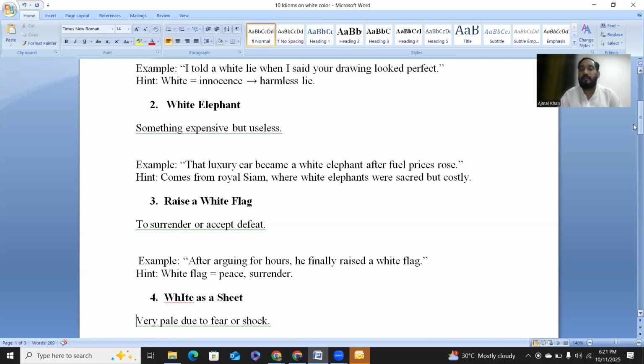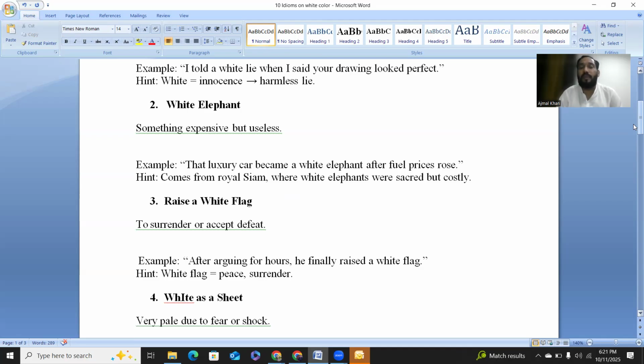And the third one is white flag. It is observed in today's world that when a country or a force wants to surrender, it raises a white flag. White flag is a gesture, a hint that we don't want to fight anymore, we just want peace. White color indicates and denotes peace. To raise a white flag means to surrender or accept defeat, to accept that we are defeated, we don't want to fight any further. We want peace and ceasefire.